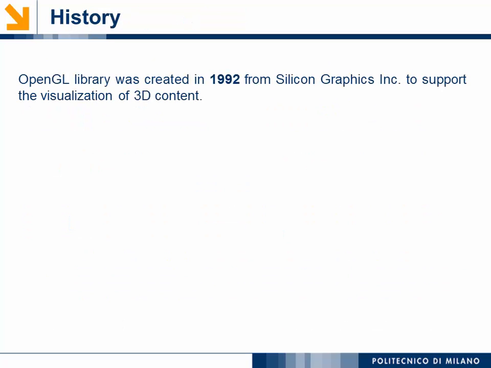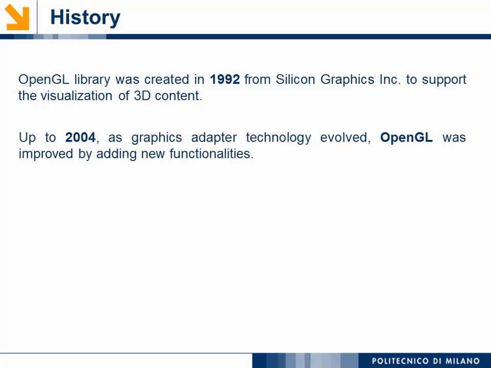A brief history of OpenGL. It started in 1992 at Silicon Graphics. It was conceived in order to support the visualization of 3D contents, basically for scientific visualization. Later on, it was improved up to 2004 just by adding more and more capabilities. But at that point, hardware features became so much more powerful that this kind of approach was no longer feasible.